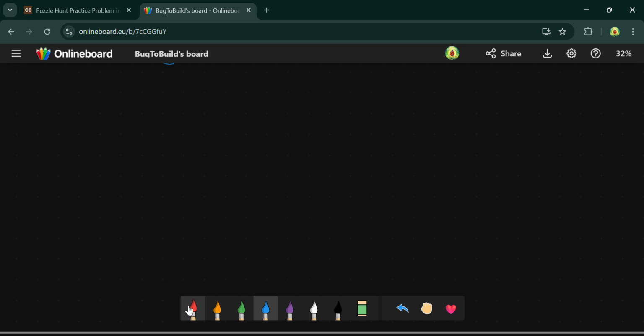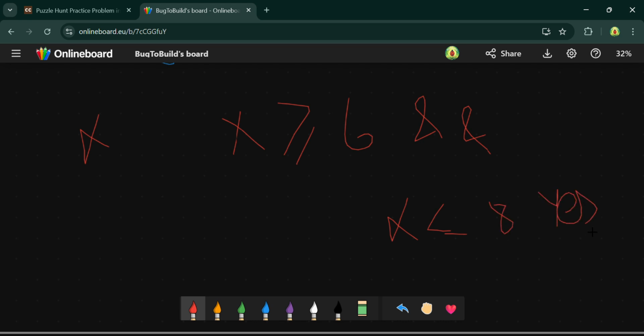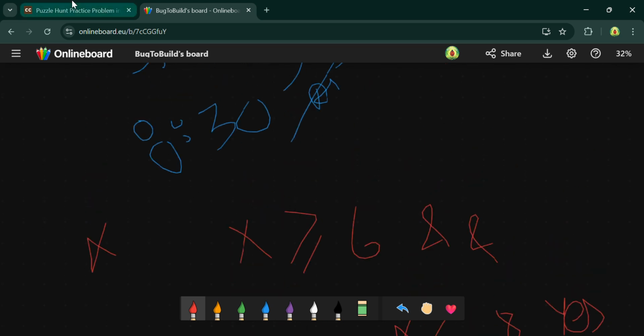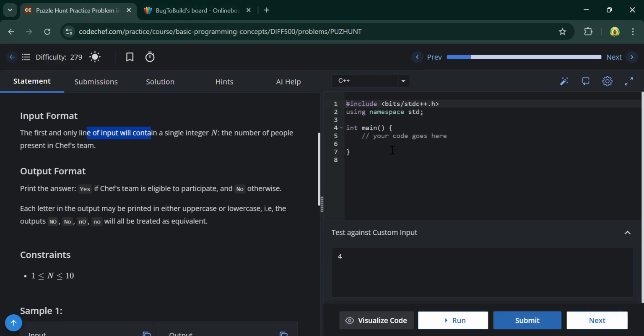So here an input x is given, and you just have to check if x is greater than or equal to 6 and x is less than or equal to 8, then you just have to print yes, else you have to print no. Okay, so I hope you understand the question. This is an easy question. You just have to take the input from the user, and then check whether it is eligible or not, yes or no.